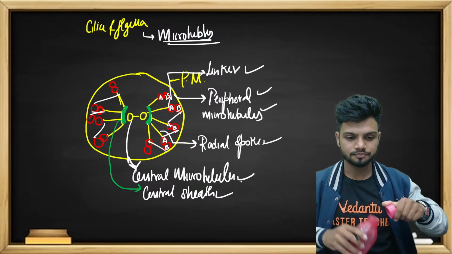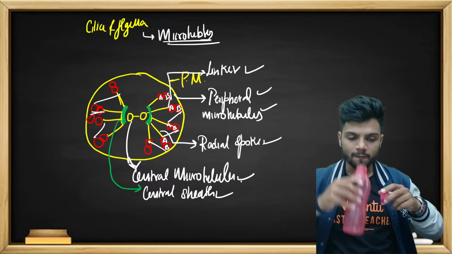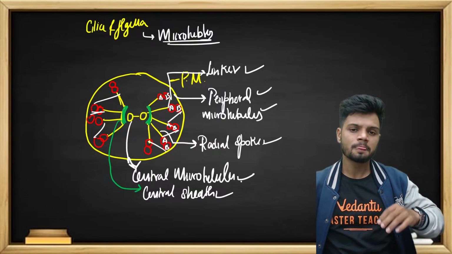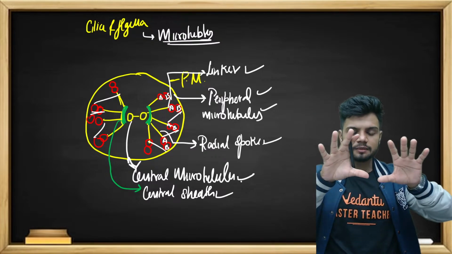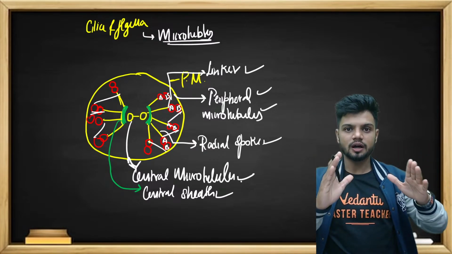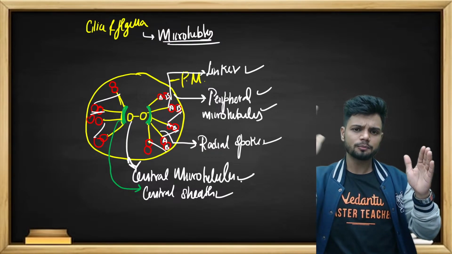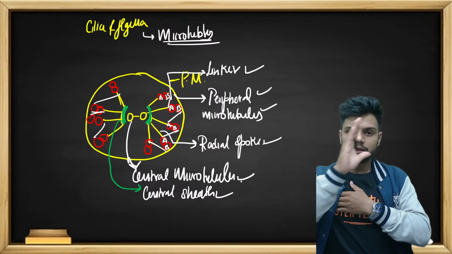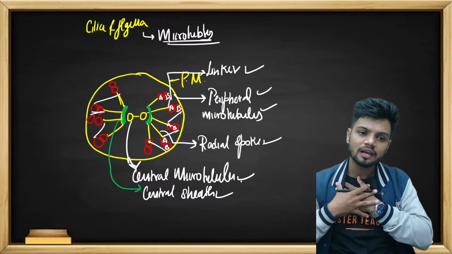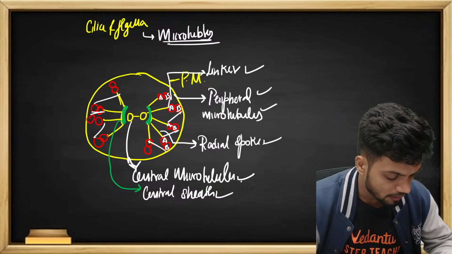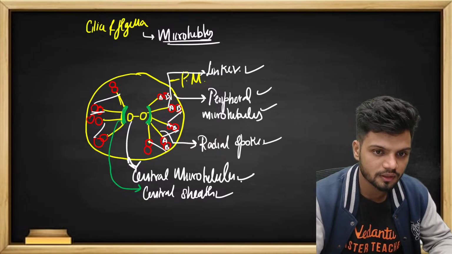Okay, do you understand? It is made up of microtubules: peripheral microtubules and central microtubules. The central microtubules are attached to the central sheath. The central sheath is attached to the peripheral microtubules with the help of radial spokes. The peripheral microtubules are attached to each other with the help of linkers. B to A linkers. You see, the B to A linker is there. That's all.